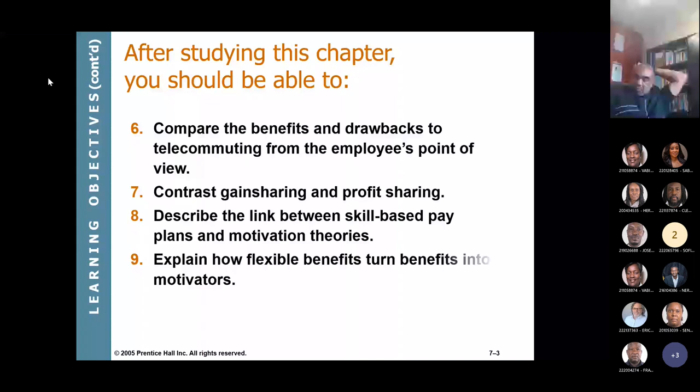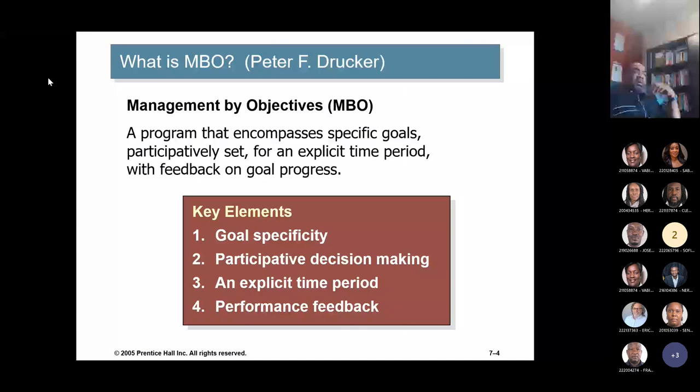So another way with regards to applying motivation in terms of theory to application is the use of what you call management by objectives. Management by objective was actually propounded by the management guru known as Peter Drucker. Peter Drucker has contributed enormously to management philosophy. And of course, according to the perspective with regards to management by objective, which is also known as MBO.